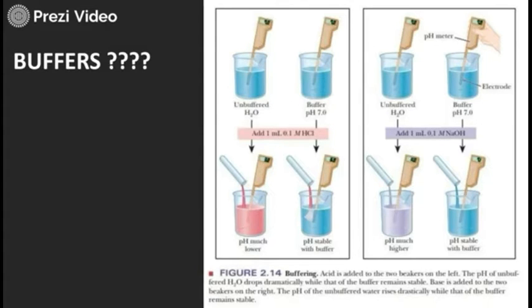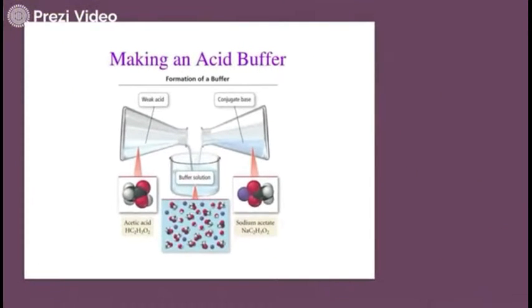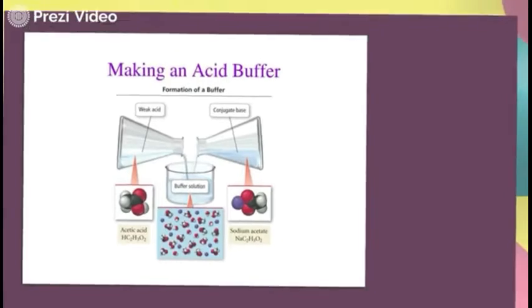Next we study two common types of buffer solution. There are two types: acidic buffer and basic buffer. First, acidic buffer. An acidic buffer is a weak acid together with a salt of the same acid with a strong base. For example, CH3COOH plus CH3COONa. That means CH3COOH and CH3COONa form an acidic buffer.